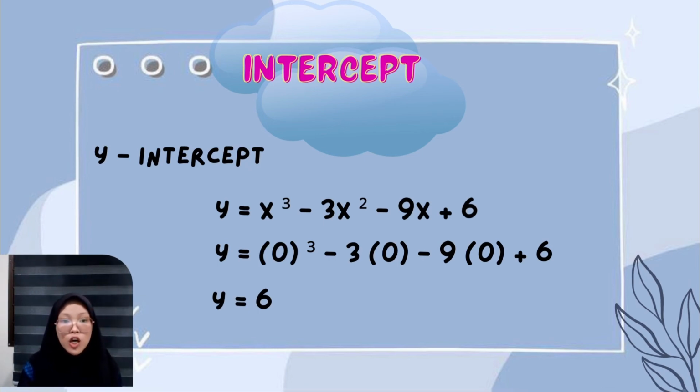y = (0)³ - 3(0)² - 9x + 6. Open the bracket and put 0 here, then close the bracket and write the power 3. Then minus 3, open the bracket, put 0, close the bracket and write the power 2. Minus 9x plus 6. Then the total is y = 6.